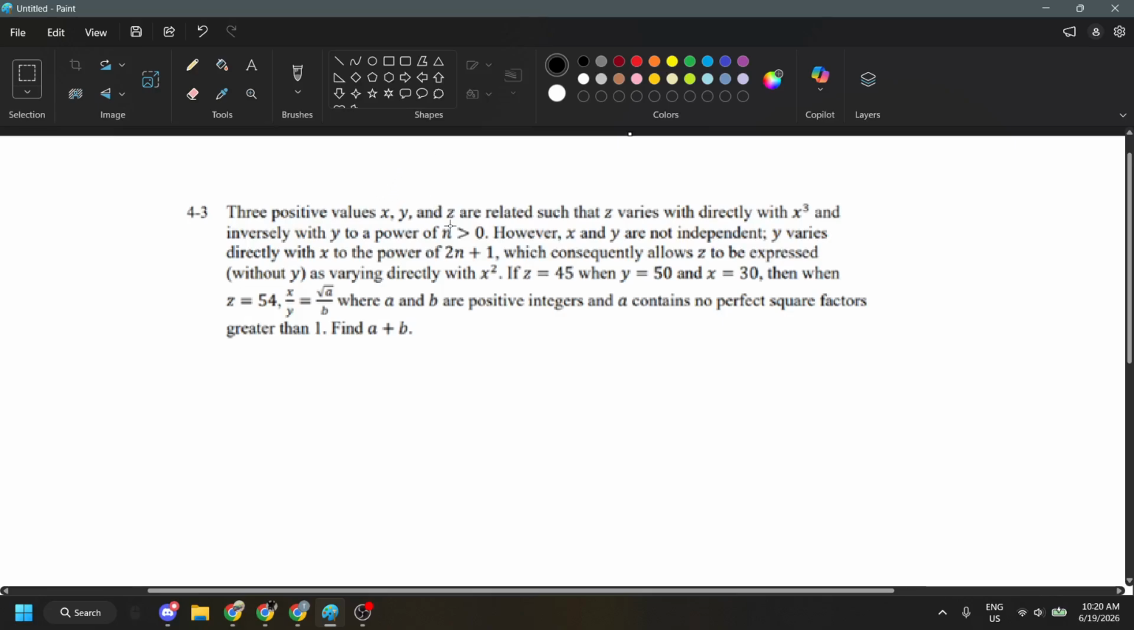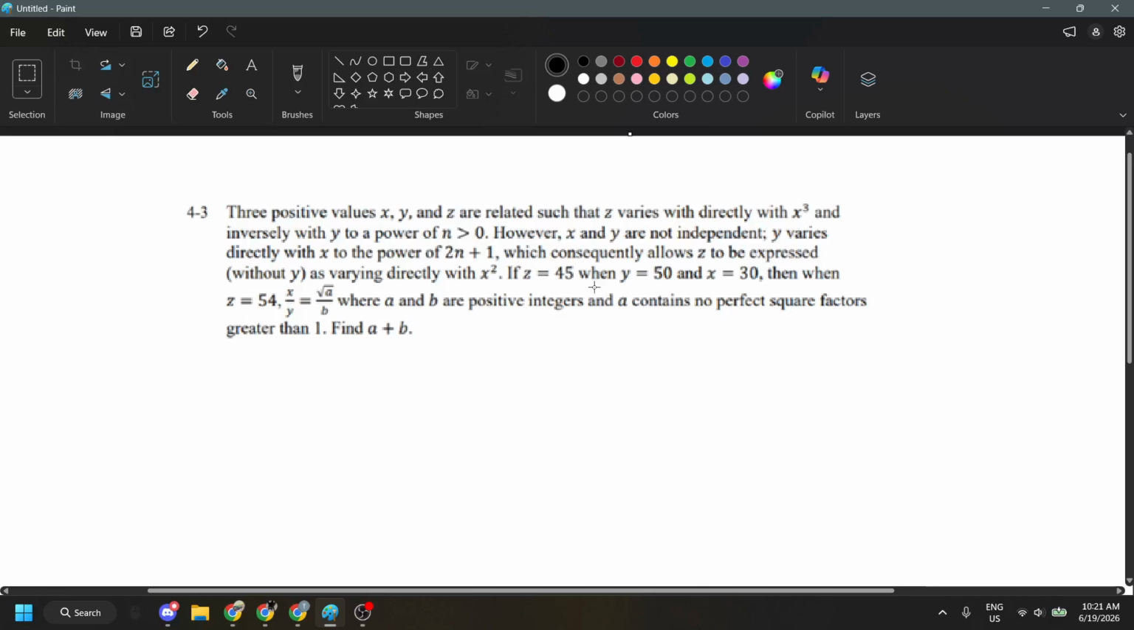Three positive values x, y, and z are related such that z varies directly with x squared and inversely with y to a power of n, where n is greater than 0. However, if z and y are not independent, y varies directly with x to the power of 2n plus 1, which consequently allows z to be expressed without y as varying directly with x squared. Z equals 45 when y is equal to 50 and x is equal to 30. Then when z is equal to 54, x over y equals the square root of a over b.